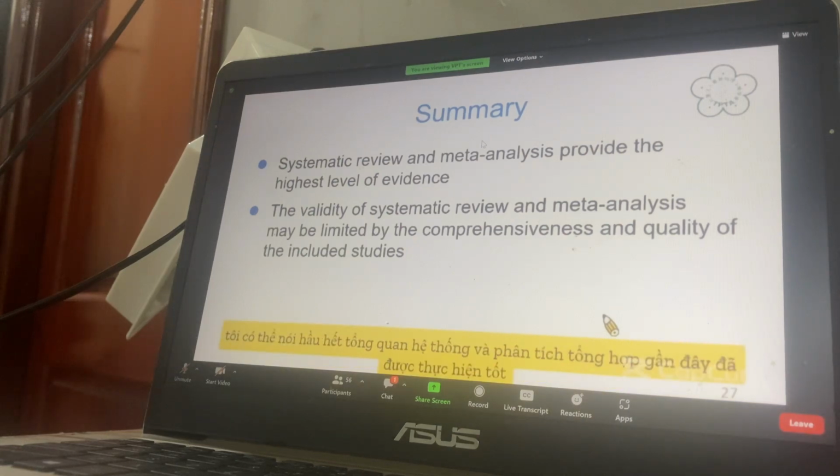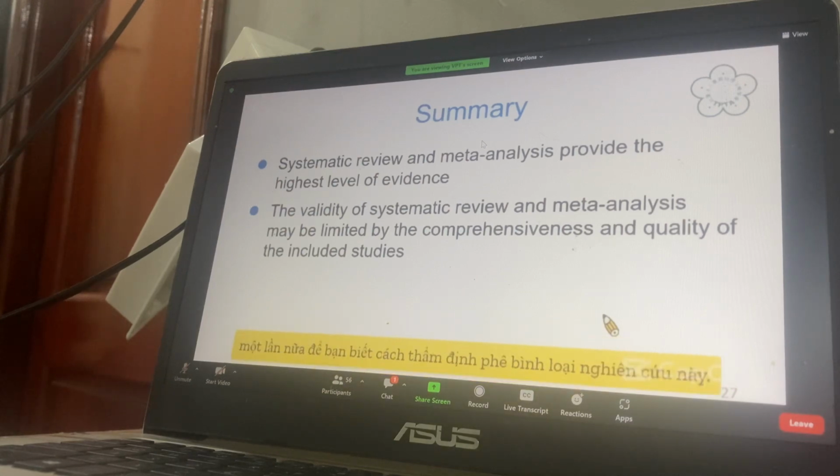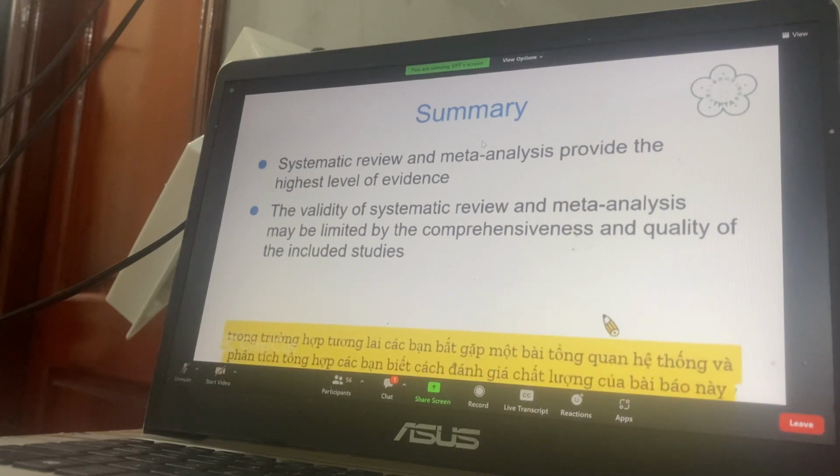I would say most of the systematic reviews and meta-analyses are well conducted right now because they have some guidelines. So the authors can do really, really good reviews of the topic they are interested in. But again, it's just a way to let you know how to critically appraise this kind of article. So in case in the future when you encounter a systematic review or meta-analysis, you know how to decide the quality of that review.